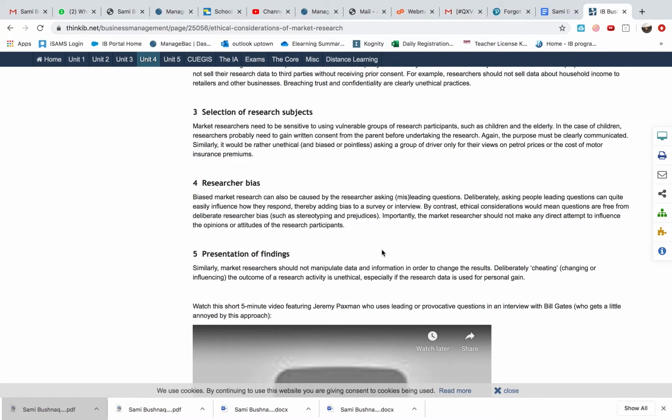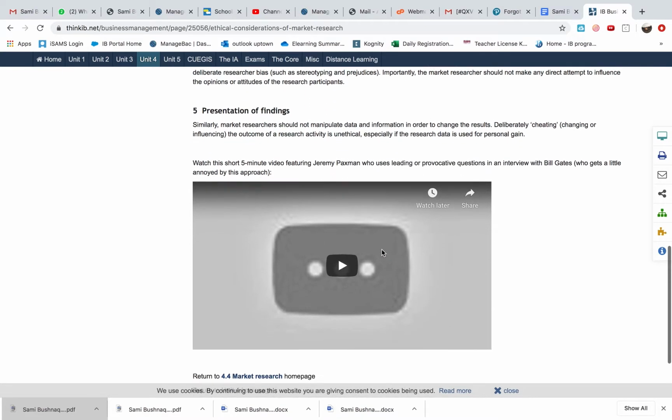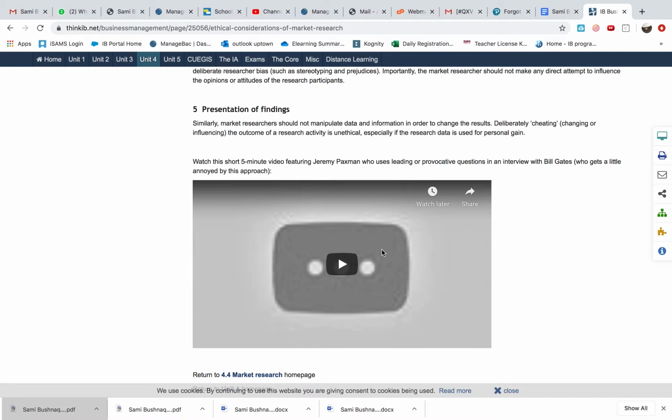Researcher bias is the obvious one. Biased market research can cause misleading information to come out. So once again, depending on how you phrase your question, if you're trying to get someone to say yes, you'll be very positive about it. If you're trying to get someone to say no, you might be very negative, and it influences the overall data, just because you're trying to say something that you already believe in.